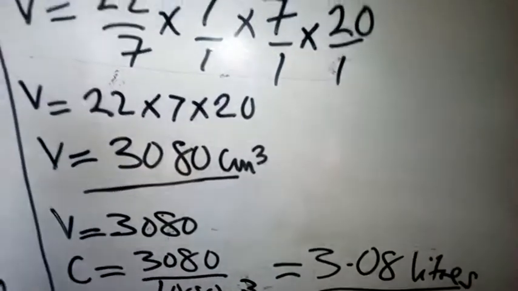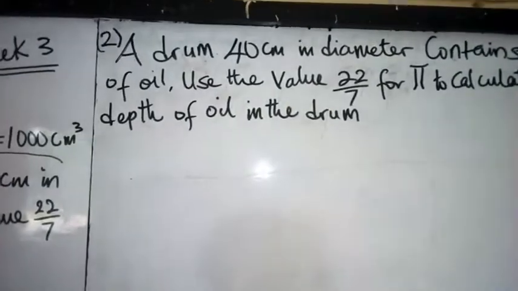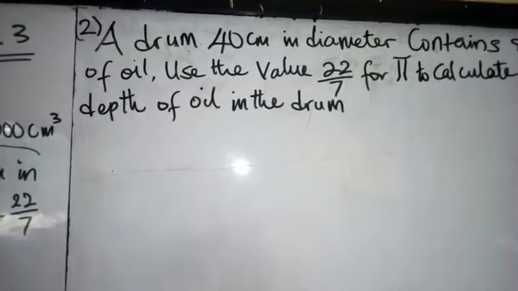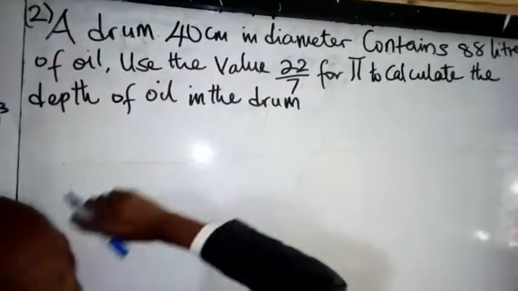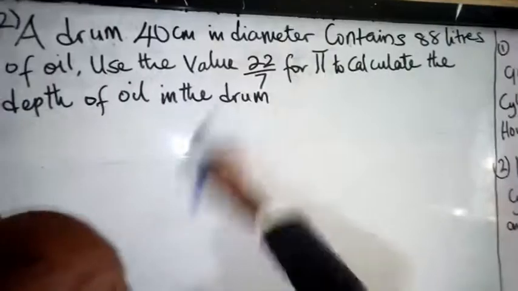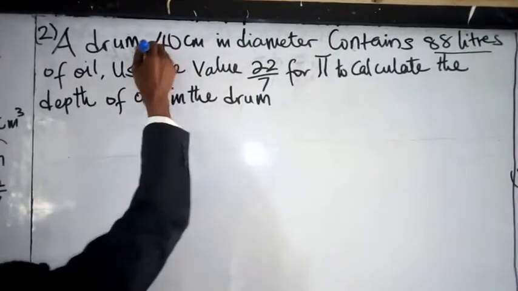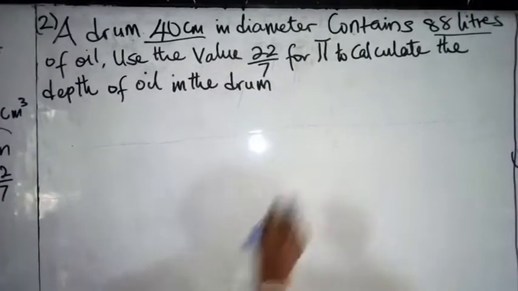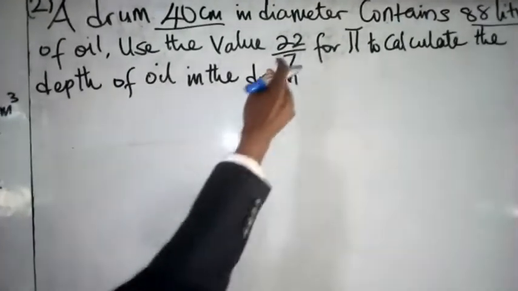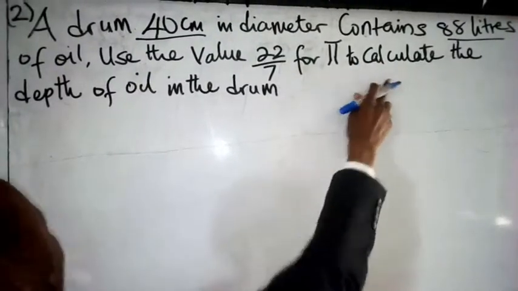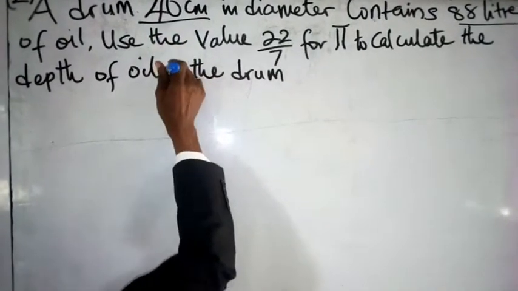Now let's take a look at another example so that it will be clarified. Please, timekeeper, you have to let us know as we move. We have to take time there to calculate this one. This number 2, now look at the board. This one again, a drum. A drum 40 centimeters high, 40 centimeters in diameter, contains 88 liters of oil. Use the value 22 all over 7 here again for pi to calculate the depth of oil in the drum.